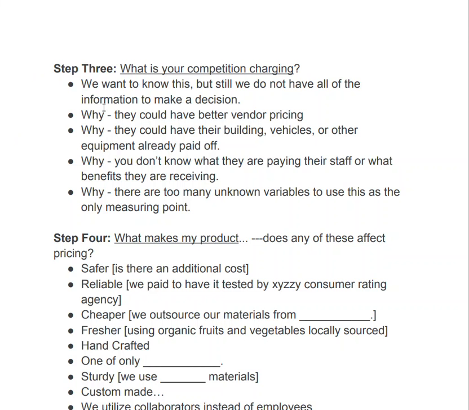All right, so here it is. You're asking these questions. Why could they have better vendor pricing? What is it about them that makes their pricing so, right? They could have better building, vehicles, other equipment already paid off. All these factors that you're thinking about, right? You don't know what they are paying their staff or what benefits they are receiving. So you don't know what's going into why your competitor is charging this. You just know that you're trying to not charge that high price, or you're trying to come in at a different price point so that you start getting attention and maybe start getting some of their customers. That makes sense? All right, good.